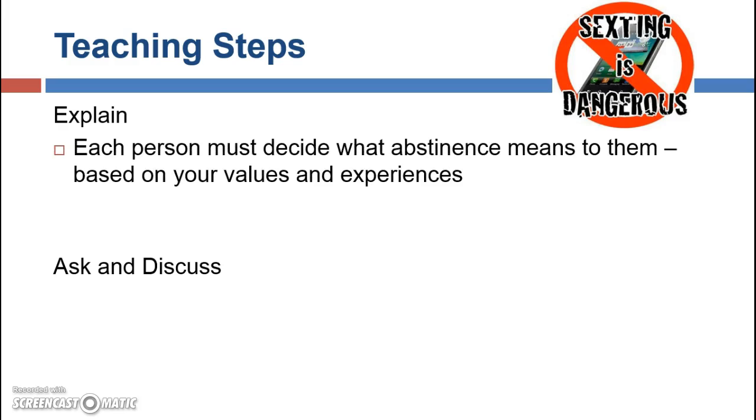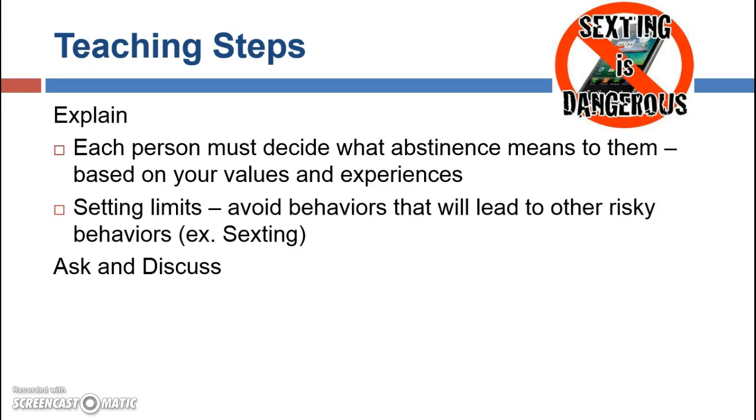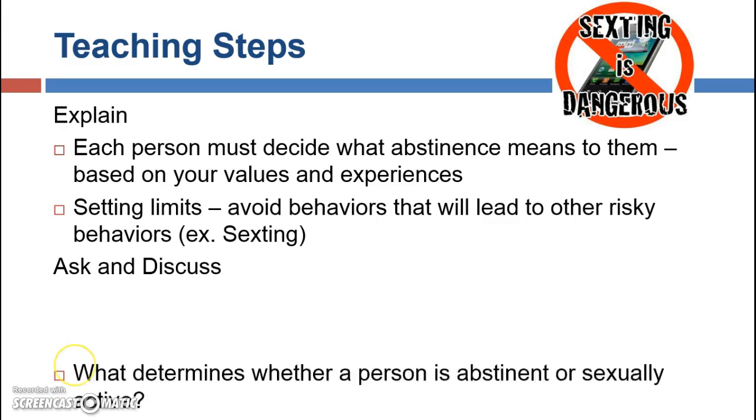Each person must decide what abstinence means to them. All right, so it's based on your values, what you believe in, and your experiences. Setting limits, also known as avoiding behaviors that would lead to risky behaviors, such as sexting, is a way to avoid having sex.